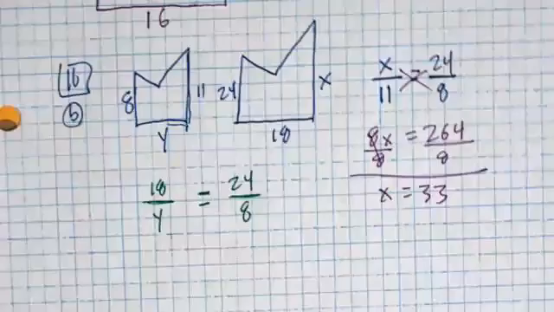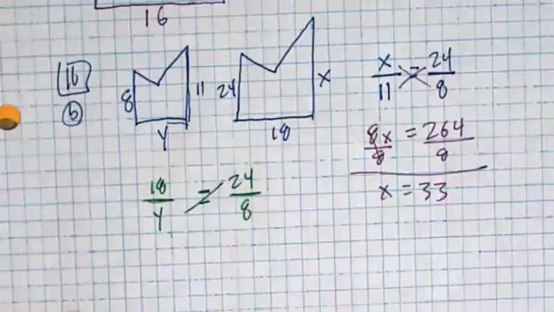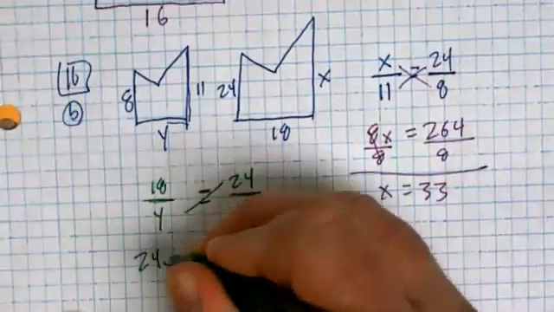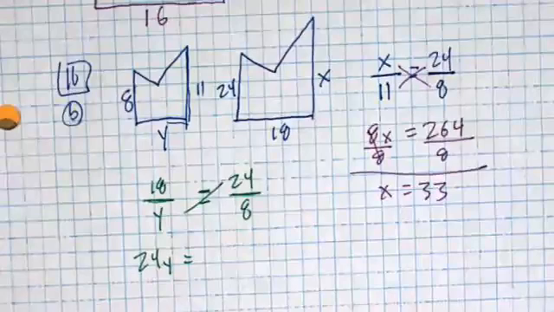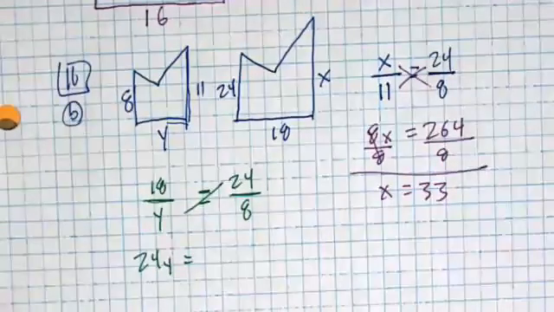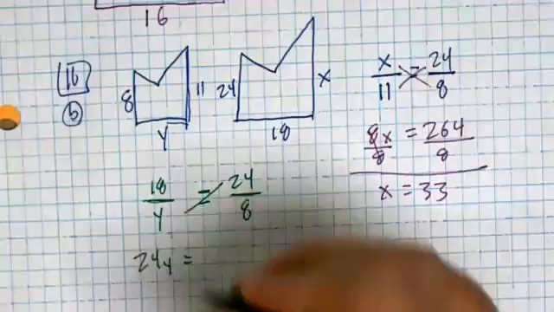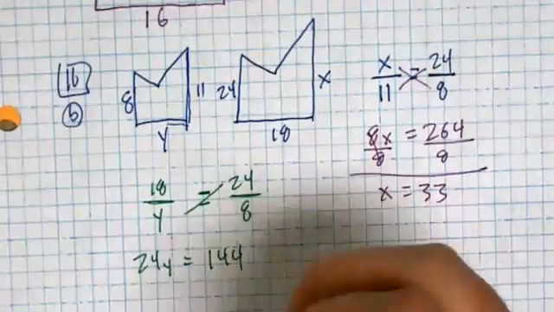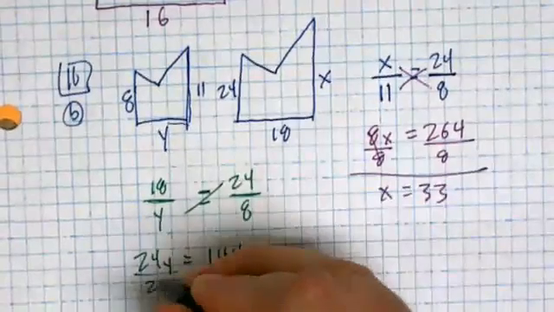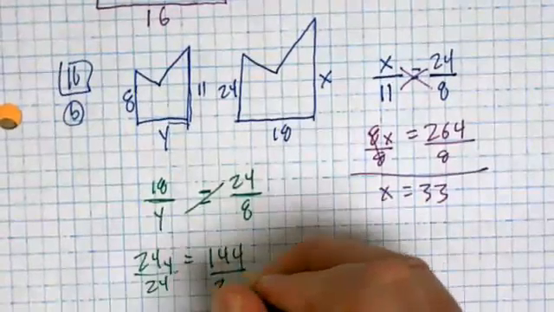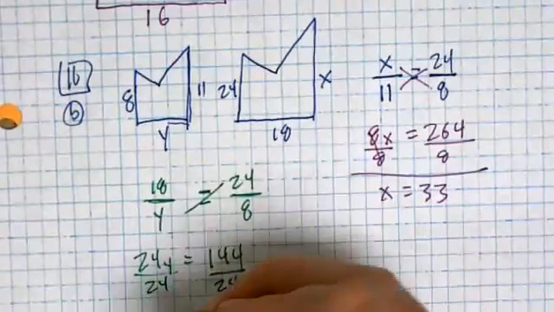Okay, go ahead and cross multiply and solve that. 24 times y is 24y, and 18 times 8. I don't know what that is. 18 times 9, 72, 144. Thank you. And that does divide by 24. I think that's 6, isn't it?